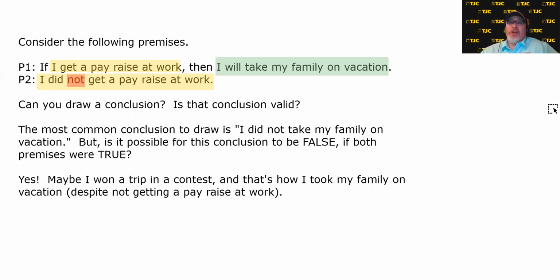For example, maybe I won a trip in a contest. I was on my way home, and the radio station said 10th caller gets a trip to Florida. I called in, I won the trip. And that's how I took my family on vacation, despite not getting a pay raise at work.